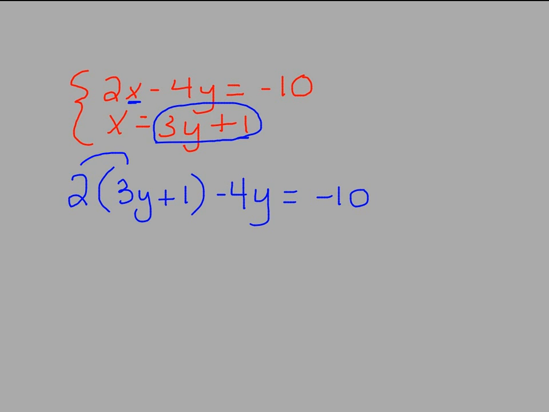Alright, so now what we're going to do is distribute the 2 to the parentheses. So I'm going to multiply the 2 times my 3y and then the 2 times the 1. And I end up with 6y plus 2. And then I bring the rest down, minus 4y equals negative 10. Now I combine the like terms.